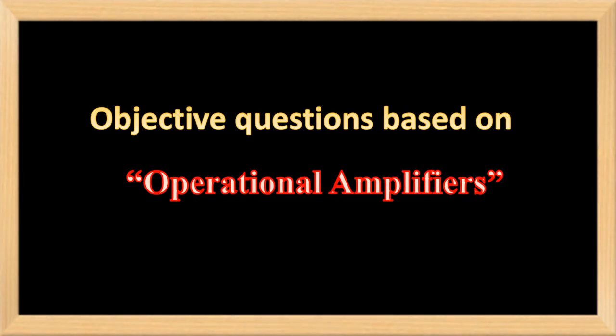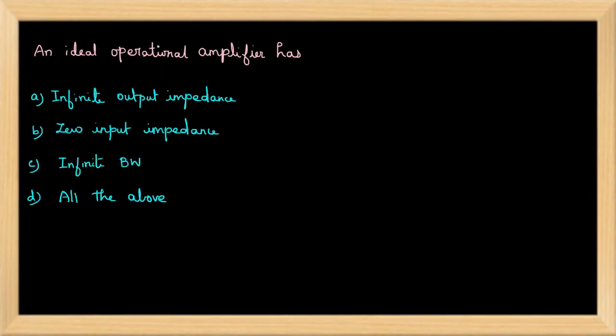In this video, we will see some of the important objective questions based on operational amplifiers. The first question is, an ideal operational amplifier has. The characteristics of ideal operational amplifiers are that its open loop gain is infinity, input resistance is infinity, output resistance is zero, and it has infinite bandwidth and zero offset. So these are the important characteristics of an ideal operational amplifier. The correct option is that it has infinite bandwidth.